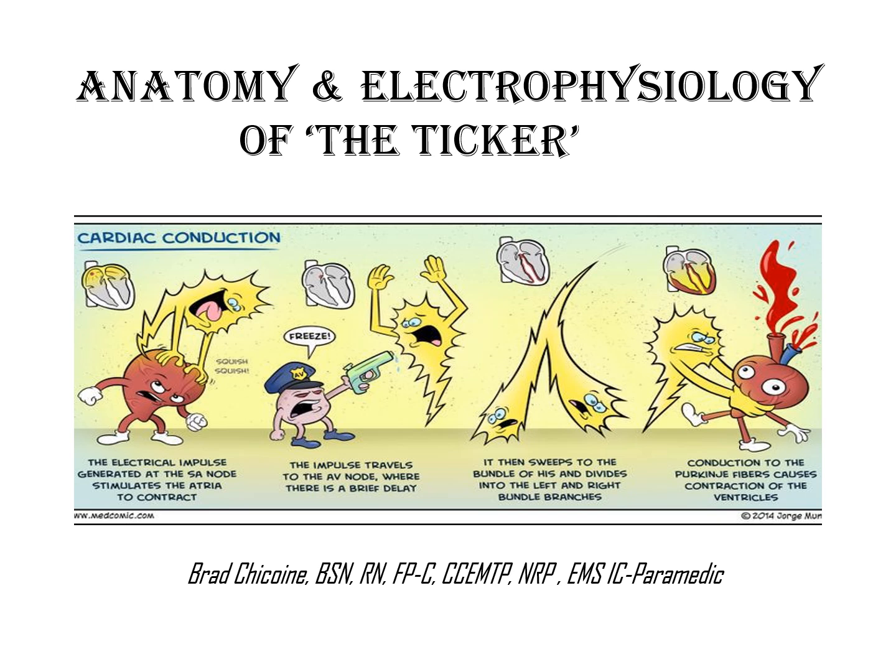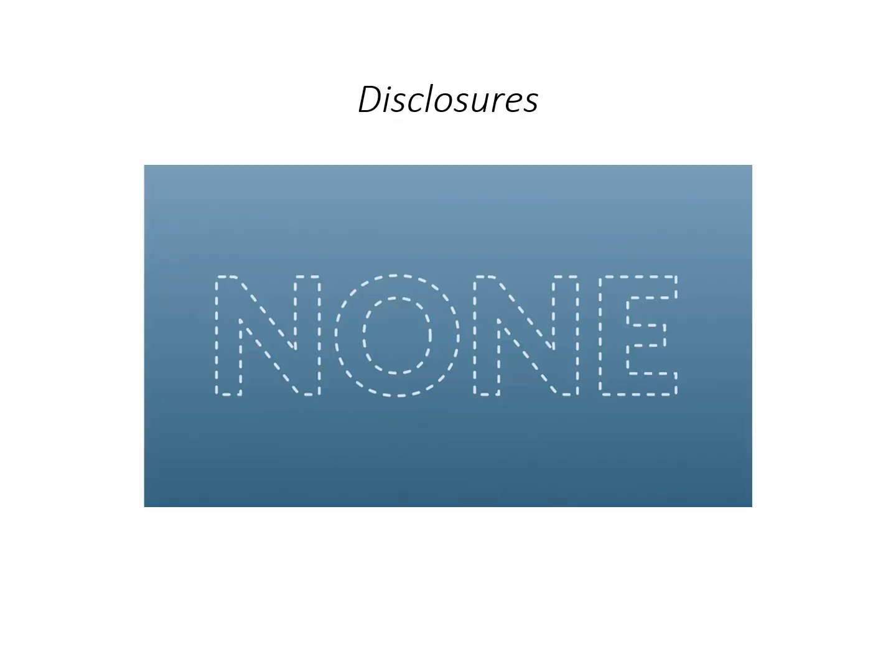Subsequent programs include an EKG 101 class, which simplifies a basic EKG rhythm for all license levels, and then a 12-lead and STEMI recognition program, which helps guide you on the correct way to activate the cath lab. I have no disclosures.